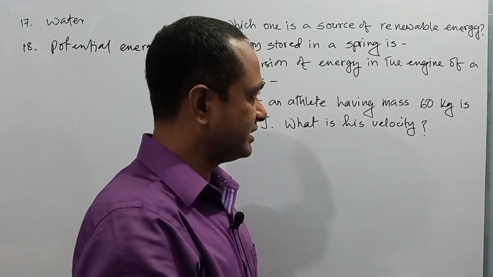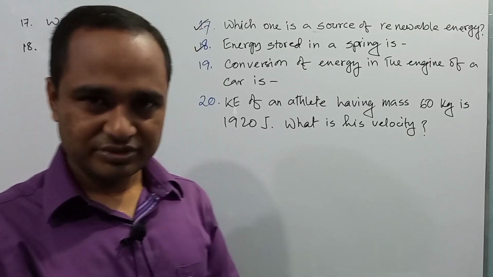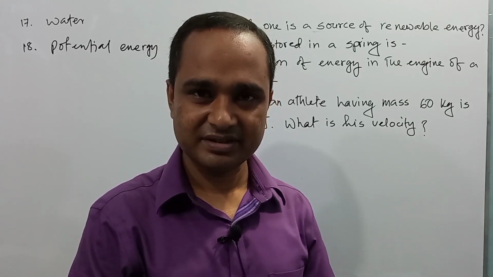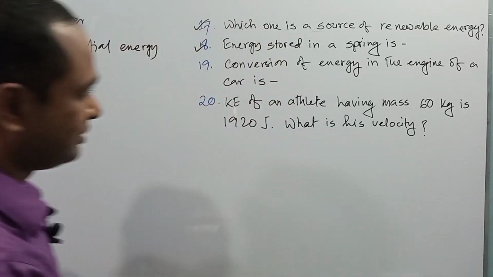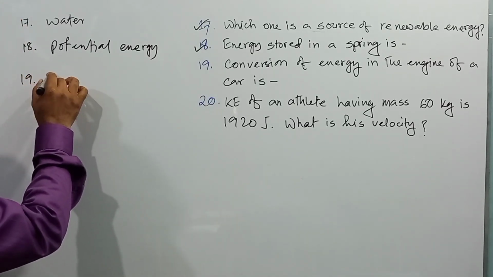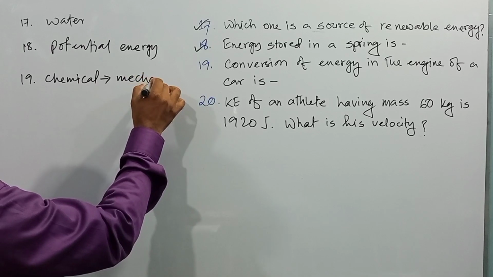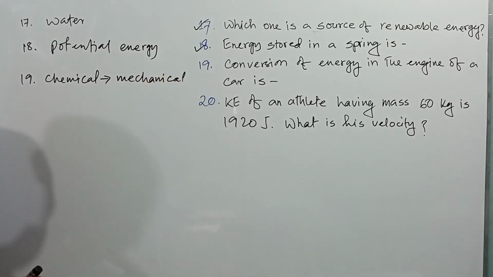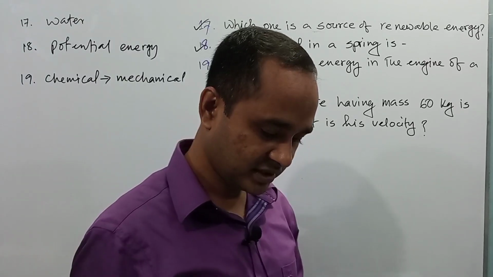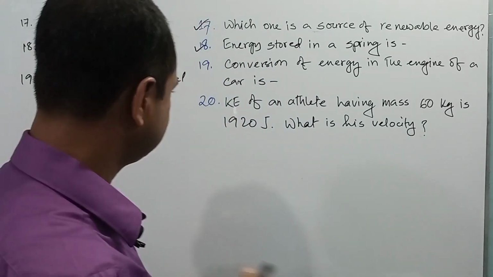Conversion of energy in the engine of a car. Dear student, in a car we use fuel to produce heat, which can be converted to mechanical energy. So the proper conversion of energy in the engine of a car is chemical to mechanical. Here the options are mechanical to chemical, chemical to heat, heat to chemical, and chemical to mechanical. So the proper option is chemical to mechanical.